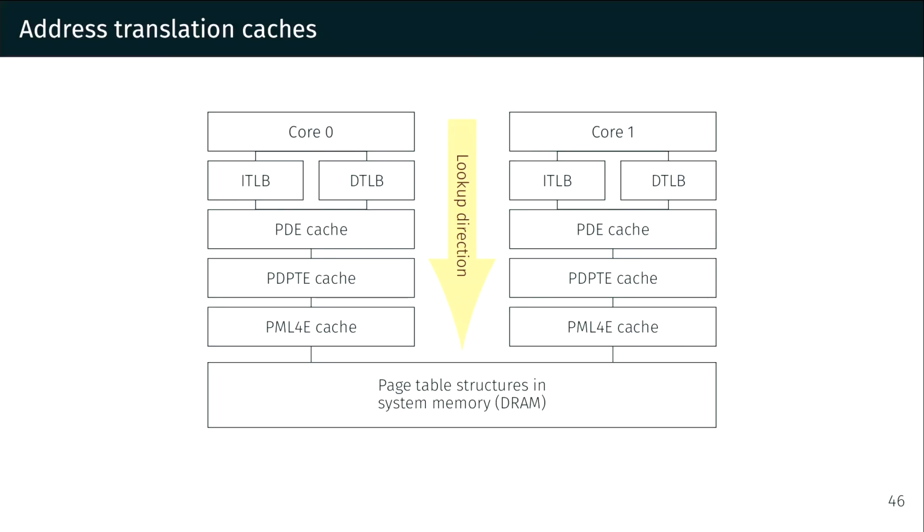So if it wants to translate an address, it takes a look at the ITLB for instructions and the data TLB for data. If it's there, you can stop. Otherwise, you go down all those levels. And if it's not in any cache, you have to look it up in the DRAM.